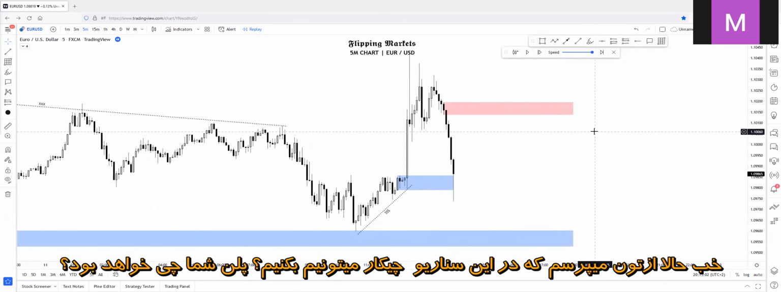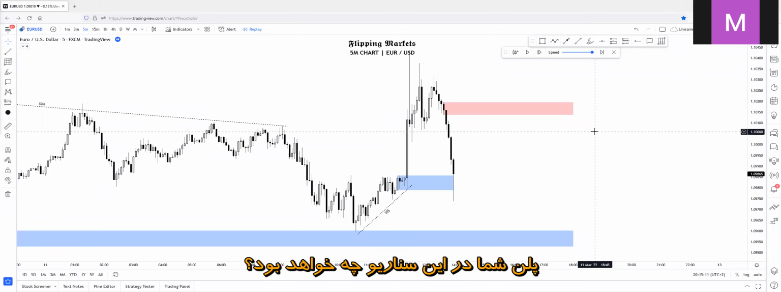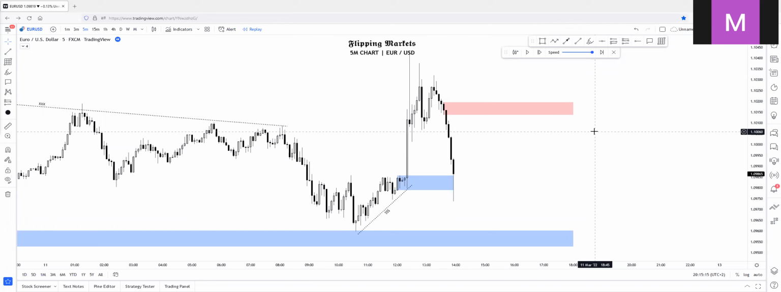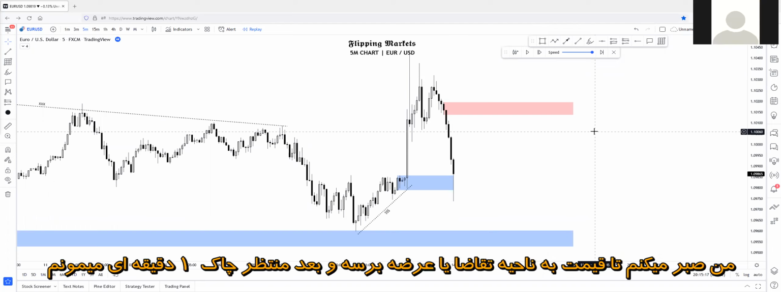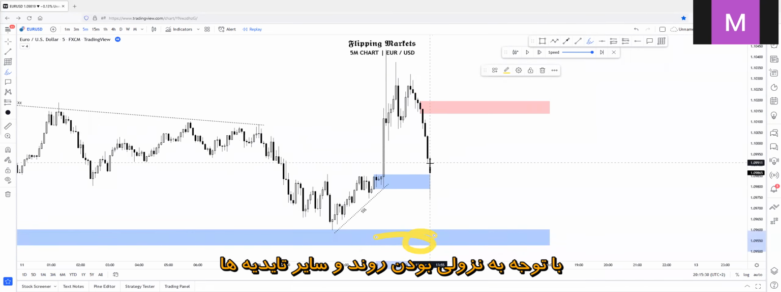So I would just ask you, what can we do in this scenario? What will be your plan? Please feel free to use your microphone now. What will be the plan in this specific scenario? Waiting for demand to supply tap and waiting for 1 minute chart. Yeah. Which will be the best possibility? The supply tap or the demand tap? Considering the trend, considering every single confluence.